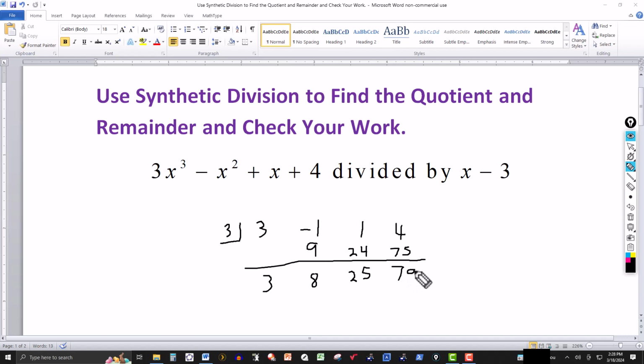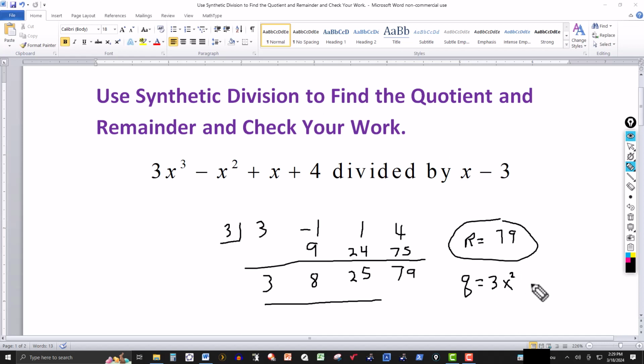The last value for this particular row is always the remainder. So the remainder for this one, call it R here, is 79. And the quotient is going to be generated from the values in this last row here. So remember, we're dividing here by a linear factor, so it reduces the degree. So from degree 3, this reduces to degree 2. So this then would be an x squared here, and then it decreases powers here, goes from degree 2, 1, then constant. So the quotient then is going to be 3x squared plus 8x plus 25.